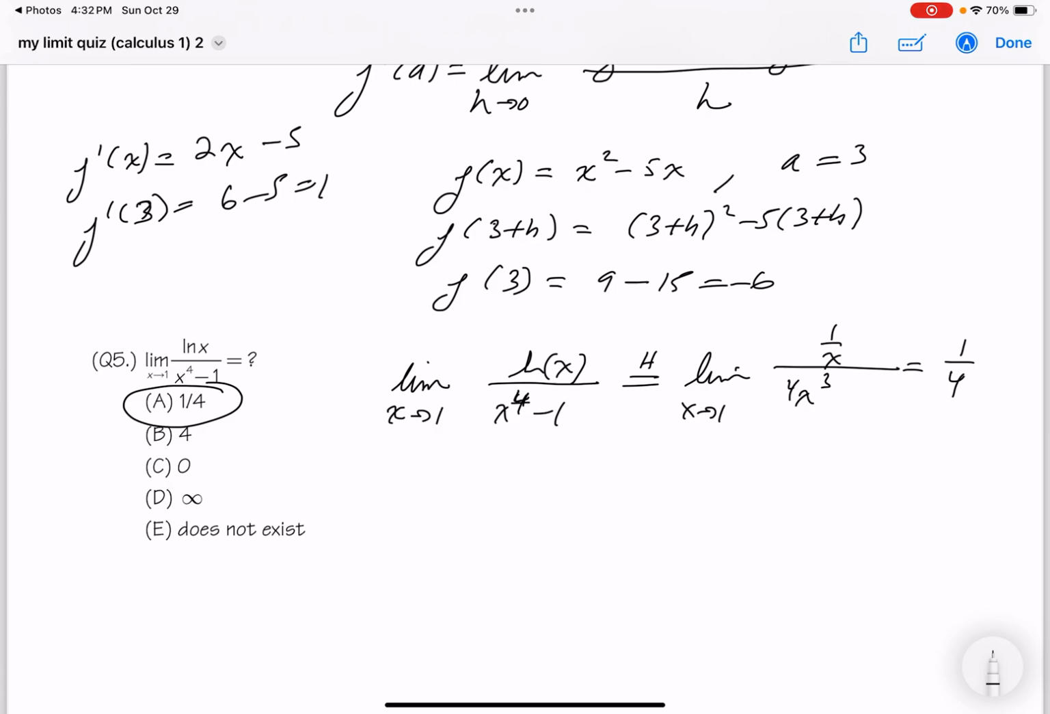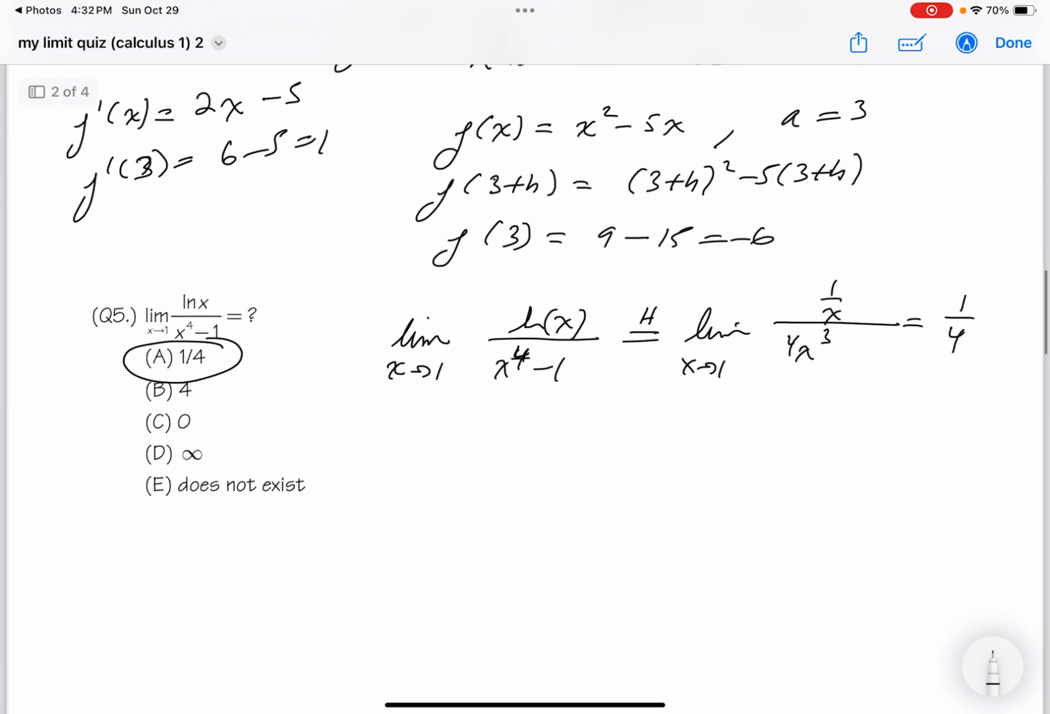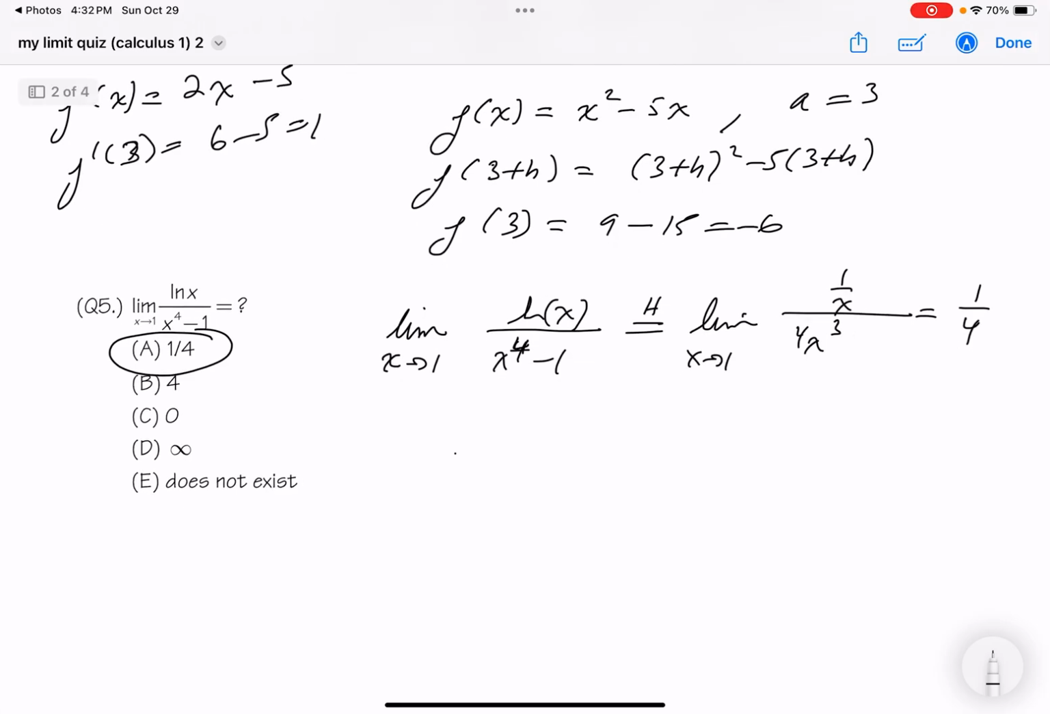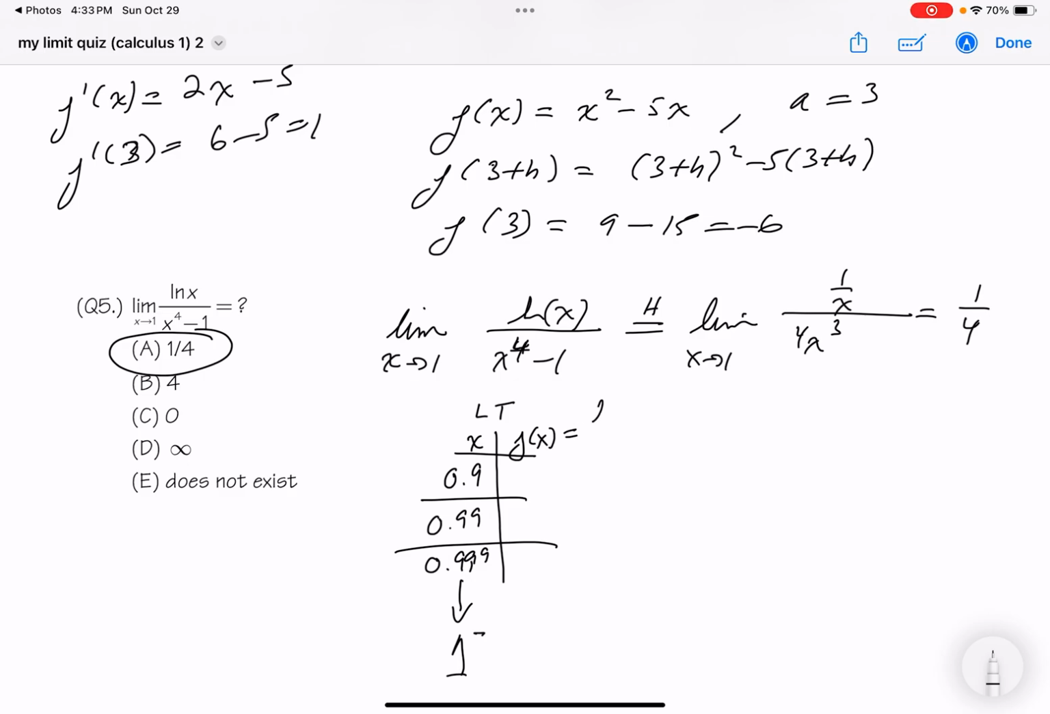Now, the other way of doing it, which we won't do at Essex, by the way, is by using numerical tables. The way I would do that, I would put a right table and a left table down. The left table, you're going to get numbers that are close to 1, like 0.9 from the left, and then 0.99, and 0.999. These are definitely going towards 1, but from the left side. Then you put f of x down, which is simply natural log of x over x to the fourth minus 1. It requires a calculator, but if you were to put a calculator computation on here, they sure do look like they're going towards 1/4.